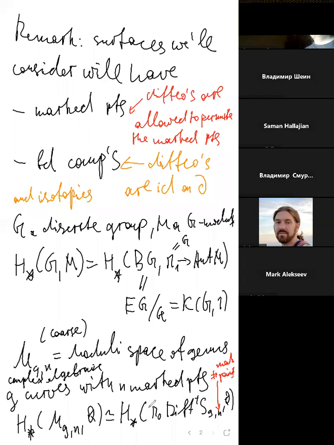Well, basically, in this formula, we have the right-hand side, which we already know, and there's the left-hand side, which we will not talk about in detail today anyway. Let's try to understand why the formula is true.